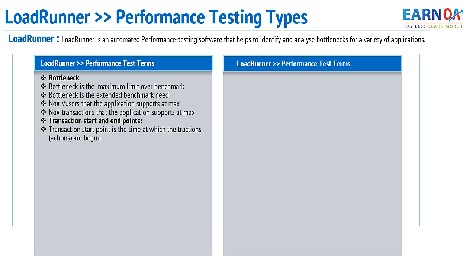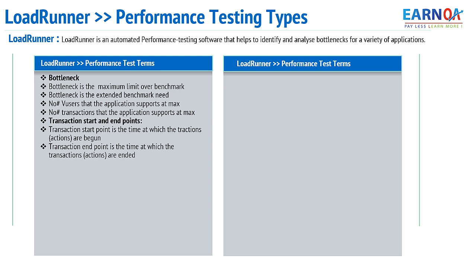The transaction start point is the time where the transaction or the action begins. The calculation would also begin. The transaction endpoint is the point where the transaction ends, so that the time frame is calculated from the start point to the end point. For example, I want to calculate the transaction time for a login.